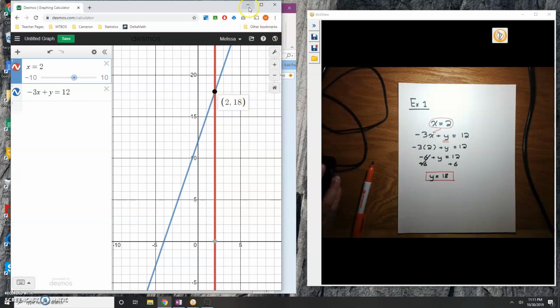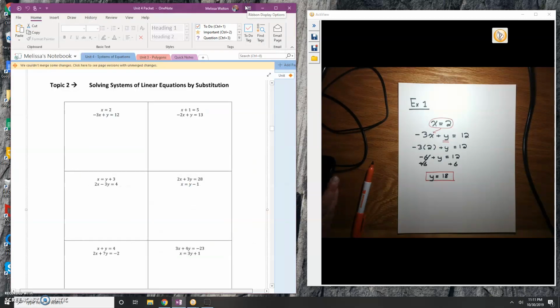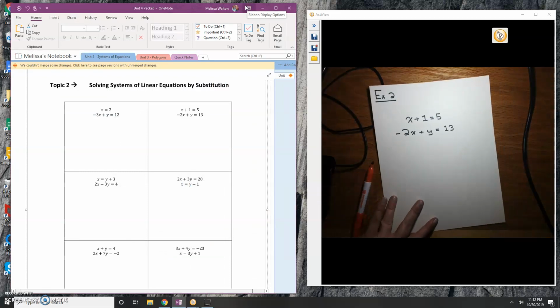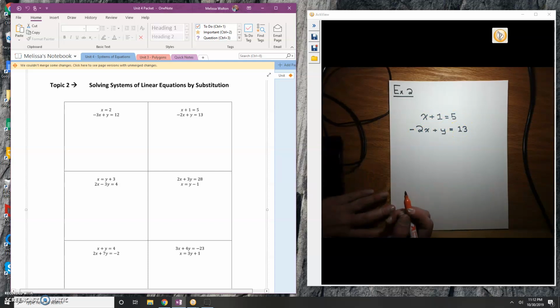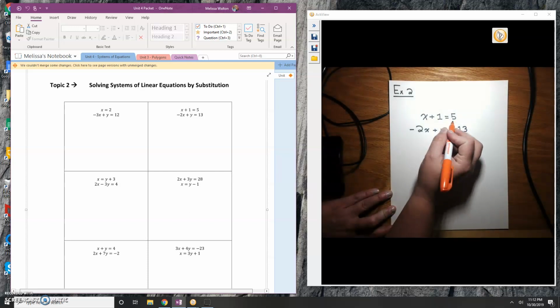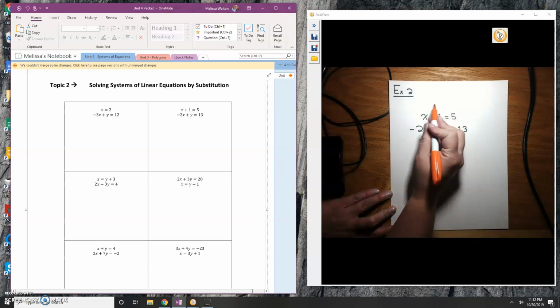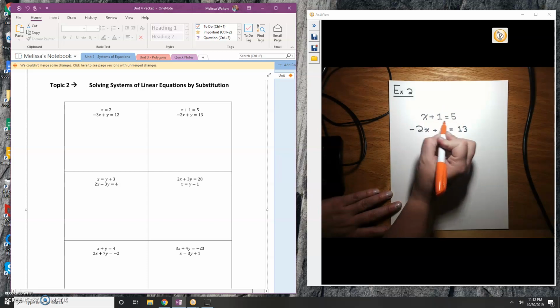So Mr. Parsons is going to pause the video to see if you guys can figure out the next one. I'll give you one small hint for the next one. For example 2, we are super, super close to having x by itself. Right now we still just have x plus 1 equals 5, and negative 2x plus y is equal to 13. So before you get too in-depth into this problem, this is an easy equation to solve for x.